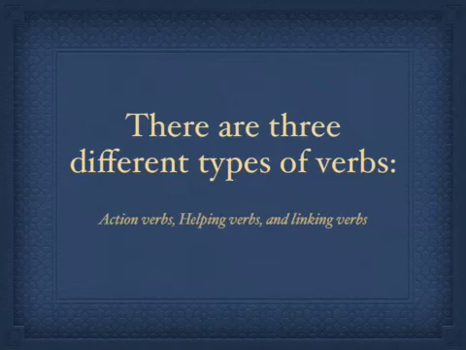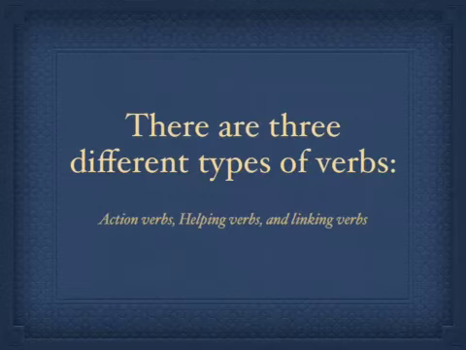There are 3 different types of verbs. There are action verbs, which express action or something the subject is doing. Helping verbs, which help a main verb and are little verbs that come in a verb phrase. And linking verbs, which link one part of the sentence to the subject.